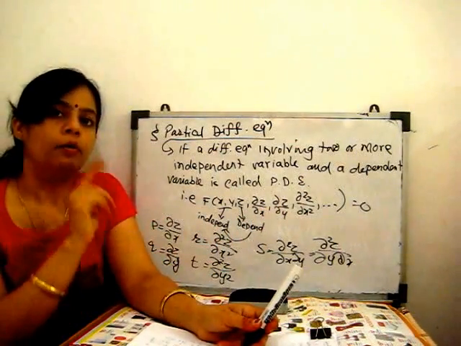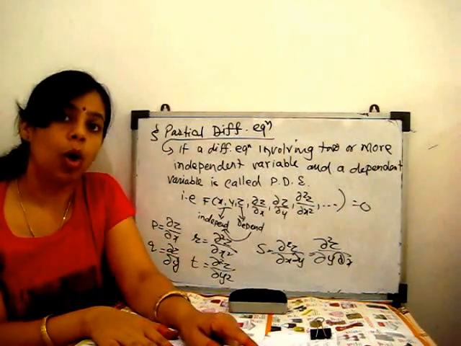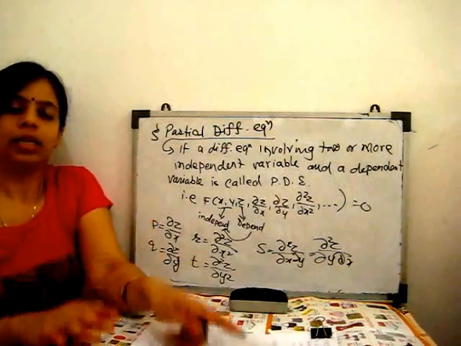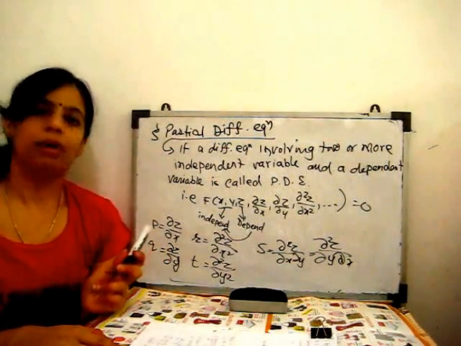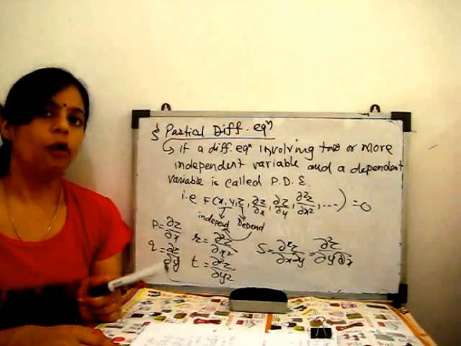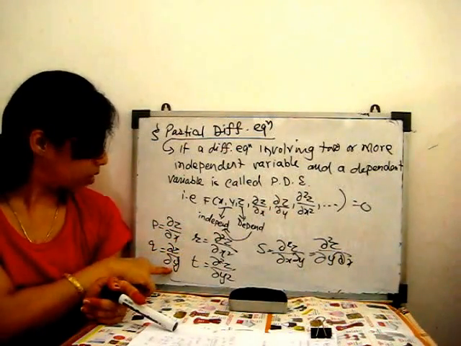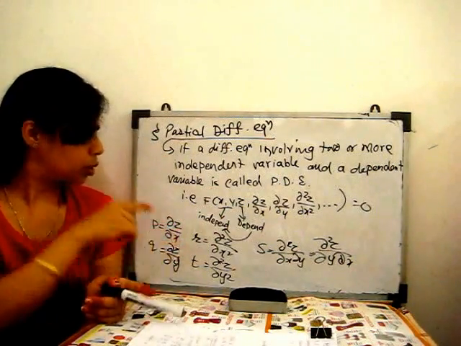Okay, when we start partial differential equations, we have to learn some notation. First one is the P. This is the standard notation for partial differential equations. Anywhere you can find the P. What is this P? P is del z by del x. Q is del z by del y, the first order derivative with respect to y.